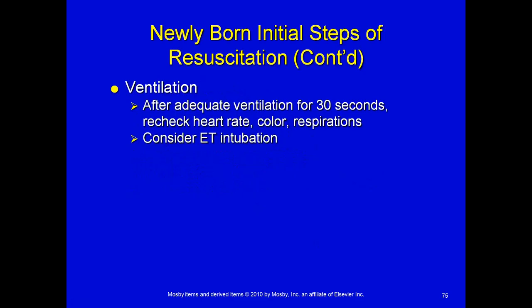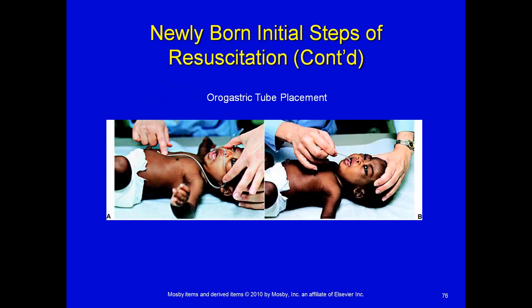After 30 seconds of adequate positive pressure ventilation, you want to recheck the heart rate, color, respirations, and if they don't improve, you want to consider endotracheal intubation, or they do make a king airway that goes all the way down to neonate. Here they're showing you the example of an oral gastric tube insertion where you're measuring the tube across the nose, the ear, over the shoulder, down into the abdomen so that you know you don't stick it in too far.